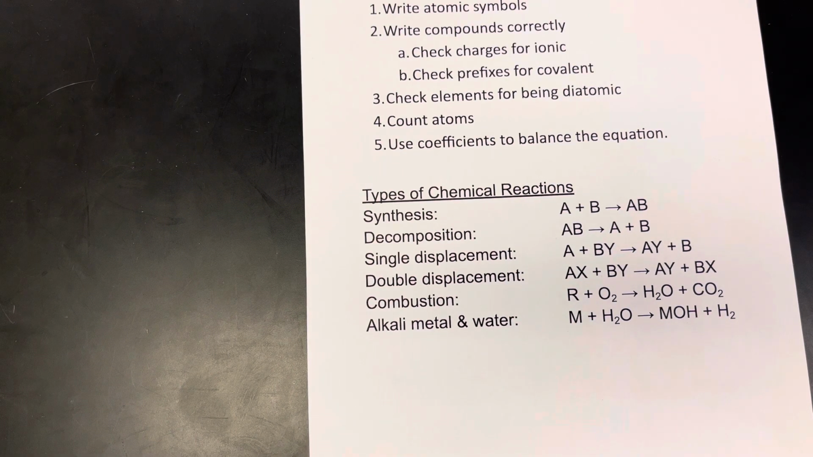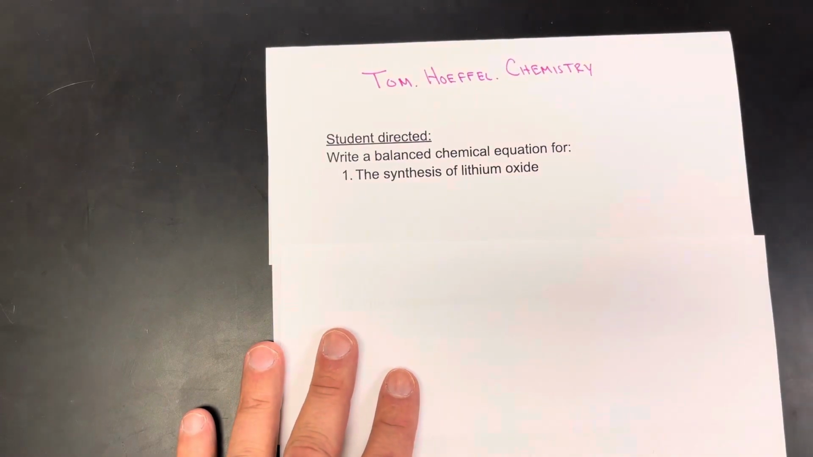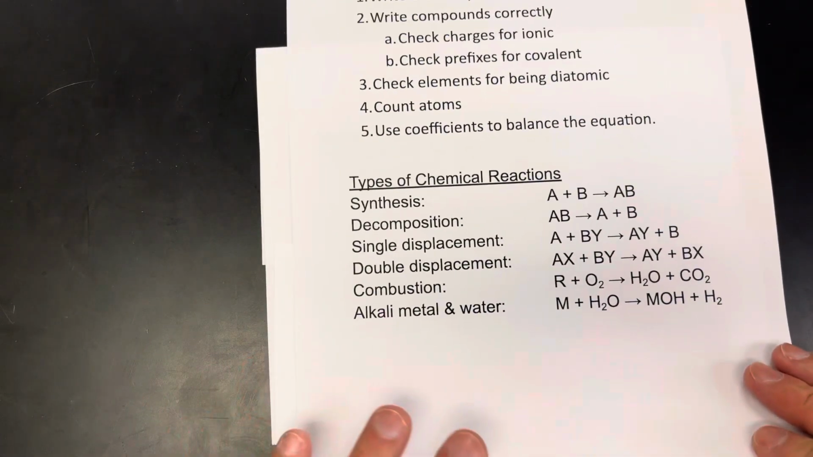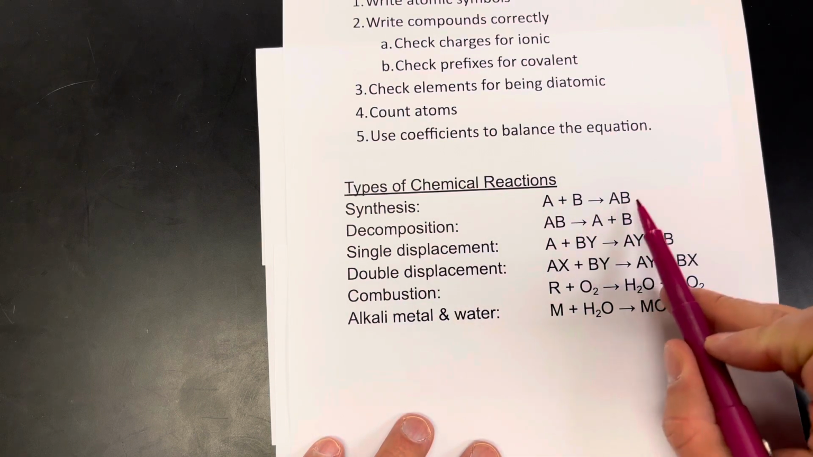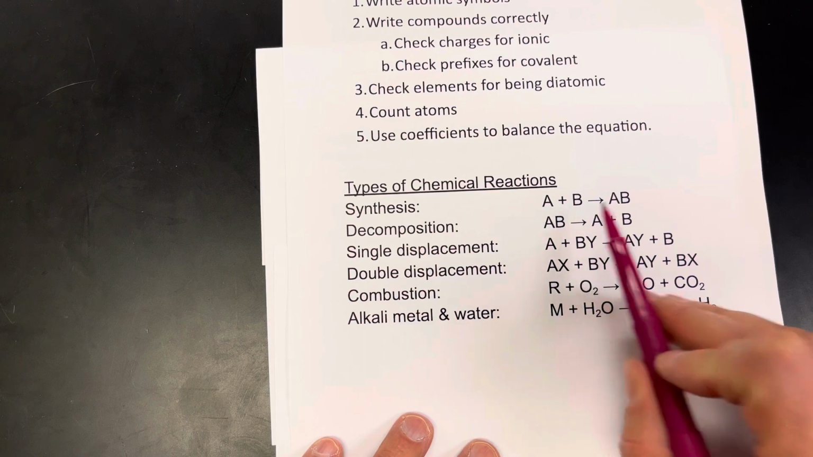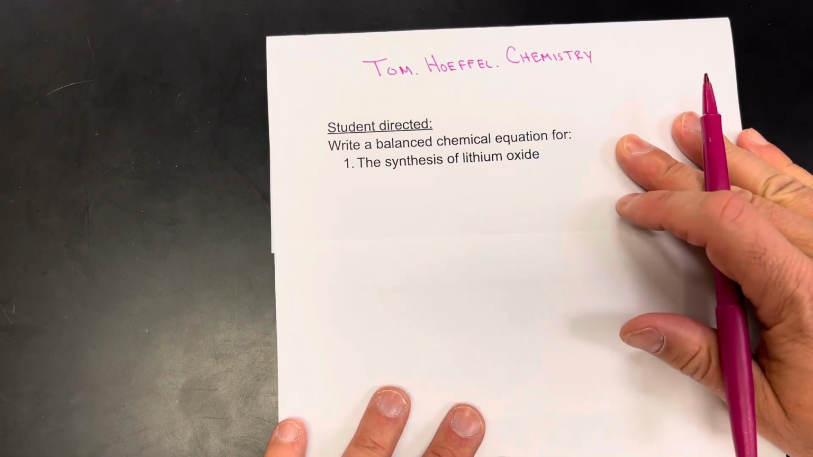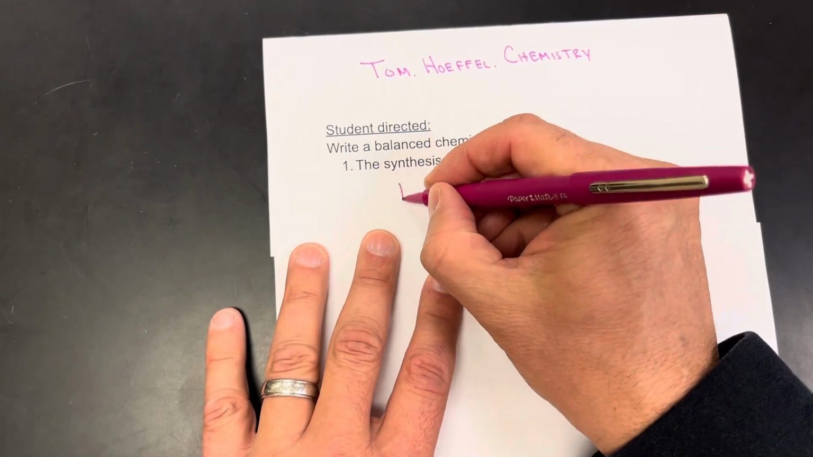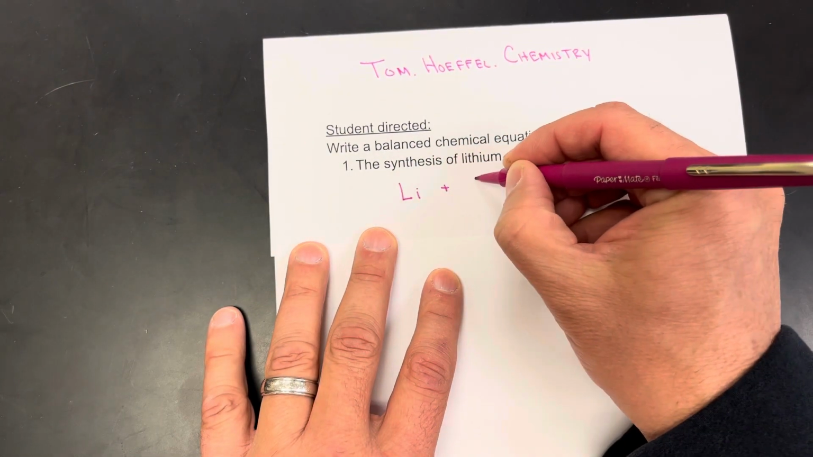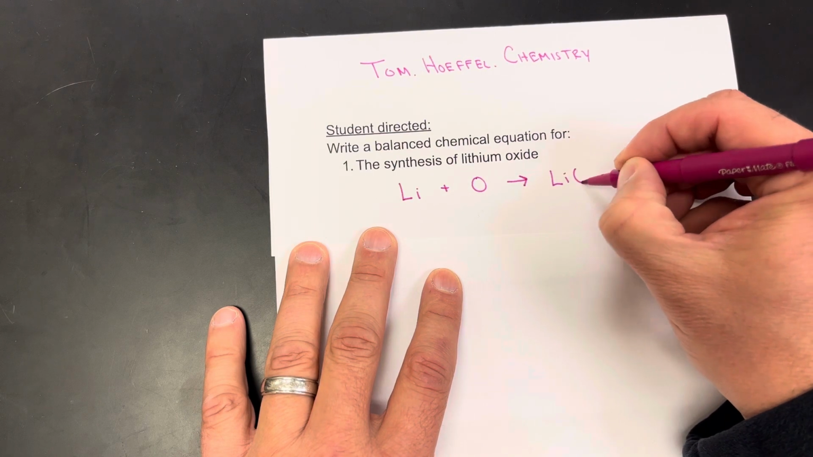Okay, let's talk about our first problem. And what we're going to do is we're going to talk about the synthesis of lithium oxide. Okay, so once again, the word synthesis means the building up. So on the right-hand side, we're going to have our lithium oxide, and on the left-hand side, we're going to have the elements of lithium oxide. So the first step that I'm going to do is just get the symbols down. So it's lithium and oxygen to make lithium oxide.